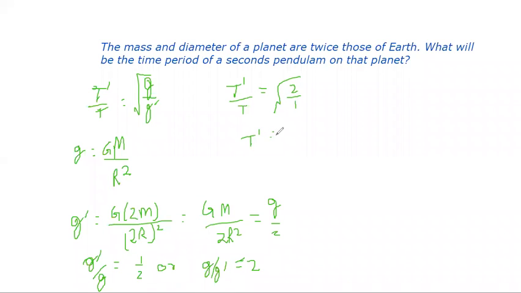So T dash is equal to root 2 into T. T dash is equal to 1.414 into T, and since it was a seconds pendulum, the value is 0.828 seconds. So the time period of the seconds pendulum on the other planet.